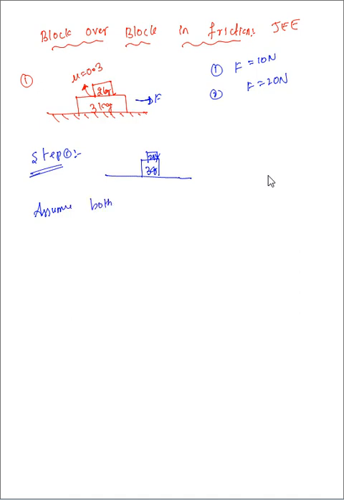both move with common acceleration. We are assuming they both will move with common velocity, common acceleration. Therefore, a equal to what? a equal to F net by sigma m, we know. Here in the first case I am applying 10 newtons. So if you apply 10 newtons here, a equal to F net by sigma m.